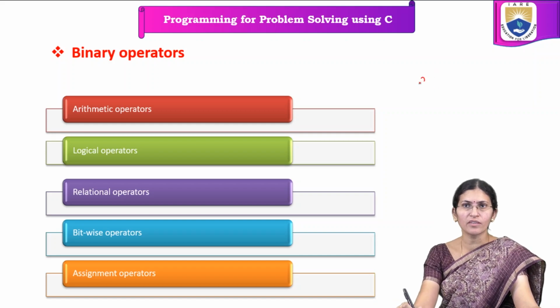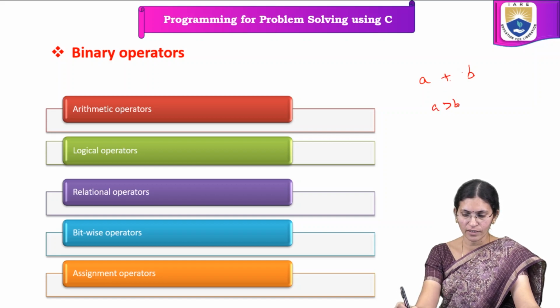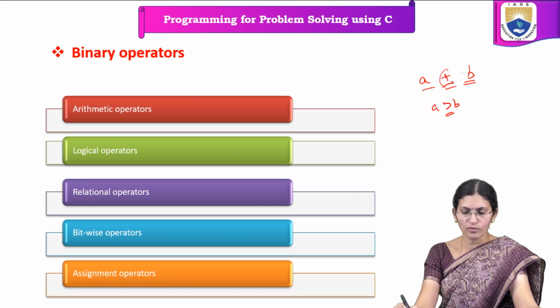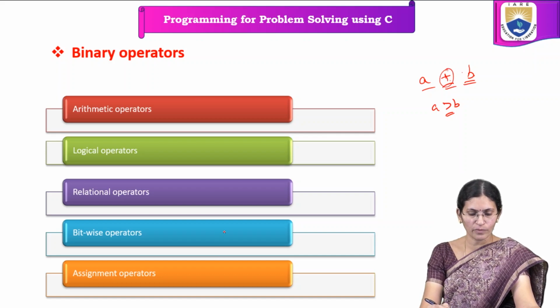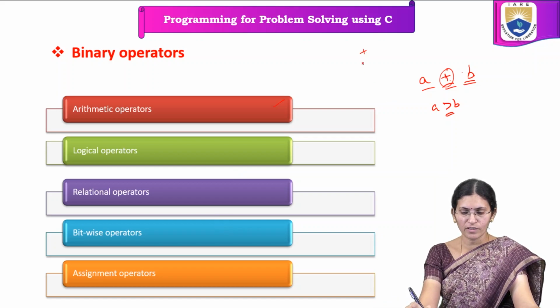Next one is binary operators. Binary operators require two operands. Suppose these are the two variables, a plus b or a greater than b. These are the different types of operators which are available and they require two operands. Therefore these types of operators are called binary operators. We have different types of binary operators: arithmetic operators, logical, relational, bitwise and assignment operators. In arithmetic operators, we have plus, minus, modulus, division, multiplication, etc.